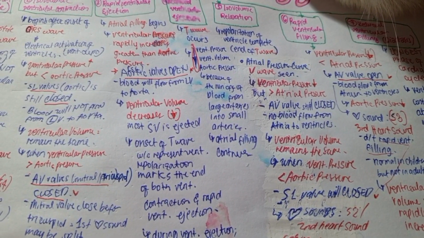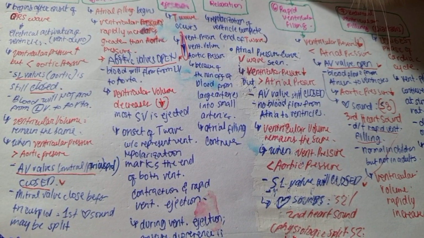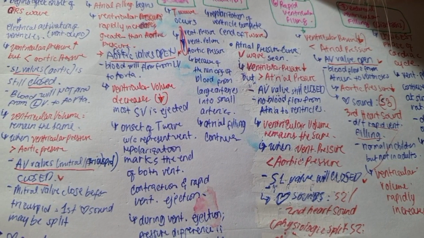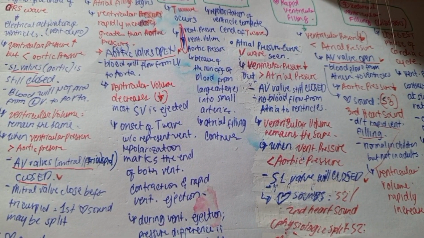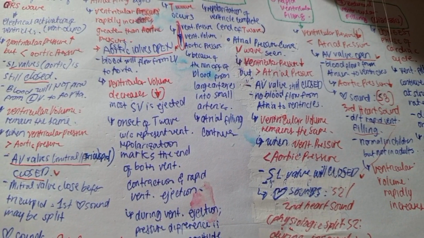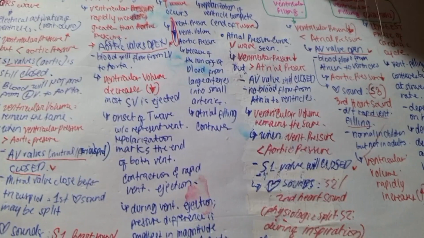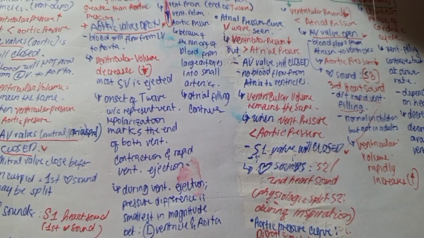The ventricular volume during the isovolumic relaxation remains the same, but when the ventricular pressure is lesser than the aortic pressure, then the semilunar valve will close. The heart sound that can be found in isovolumic relaxation is the S2, or the second heart sound. So we have the physiologic split S2, and this can be heard during inspiration.